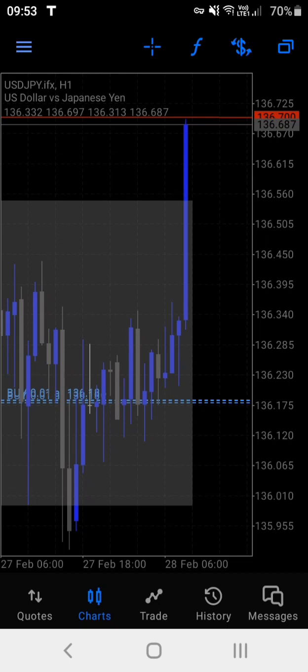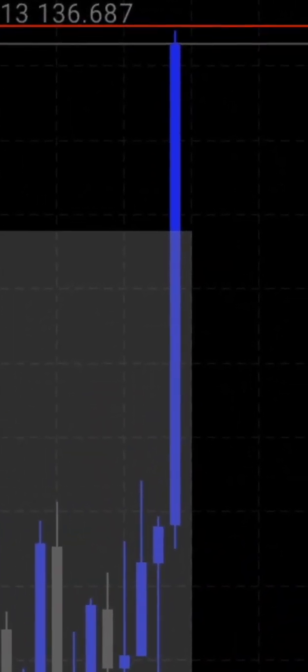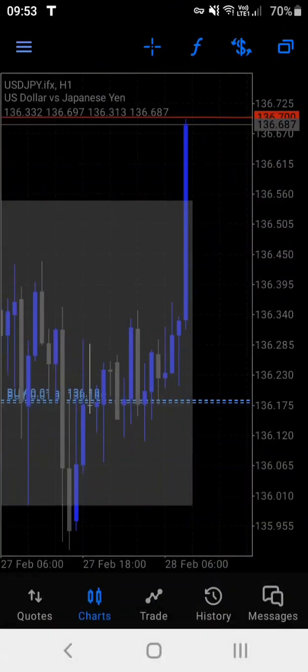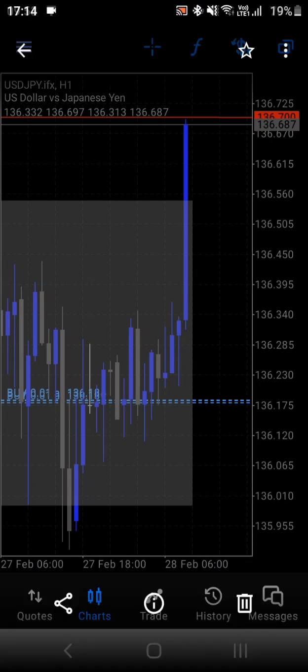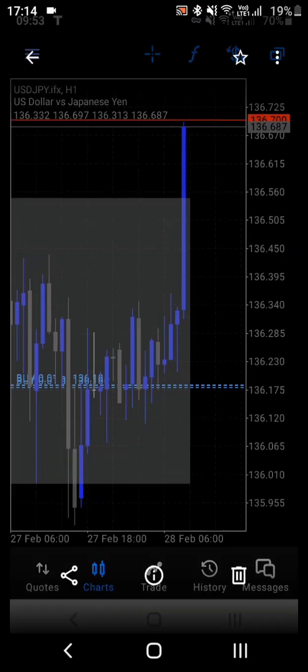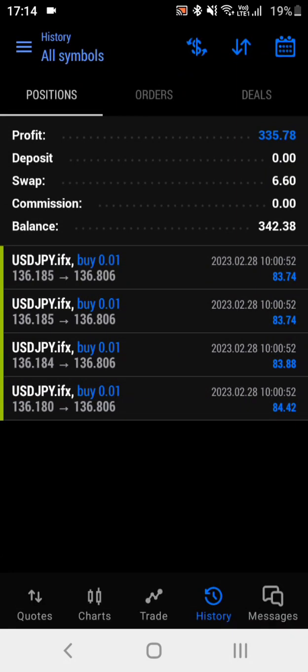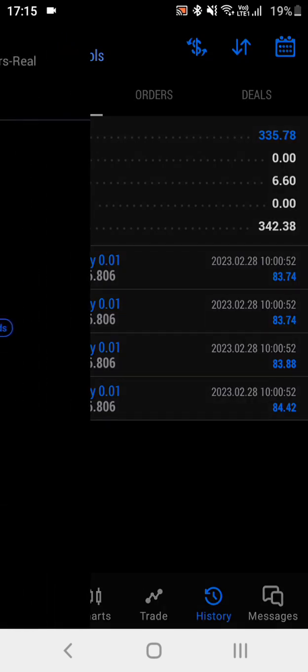Now today I am going to be teaching you how to catch these massive spikes. This was today's trade, USD JPY. I took a buy. Let me show you on the platform. So today we made around 300 rand from that spike. It's a real account, obviously.